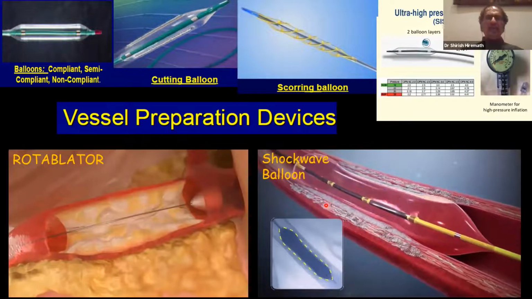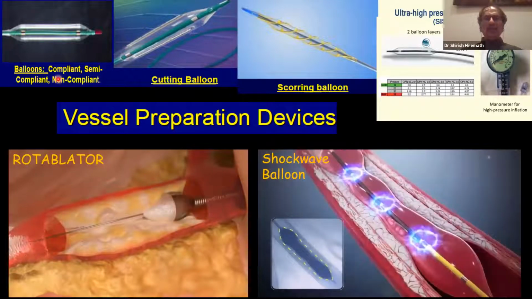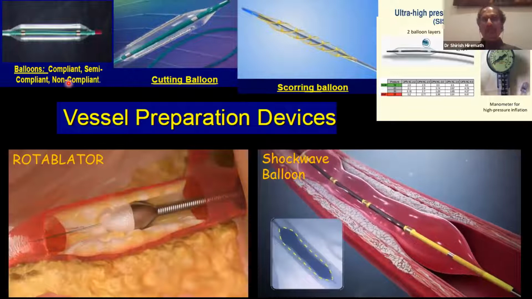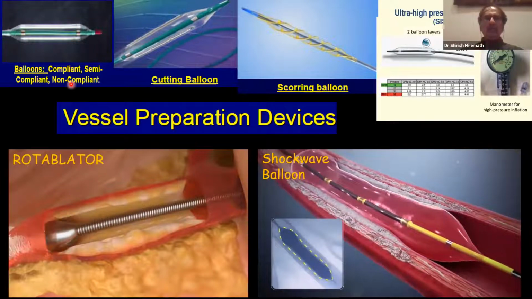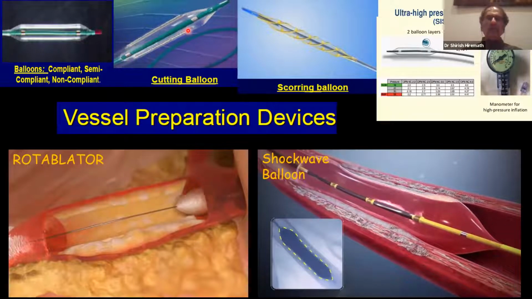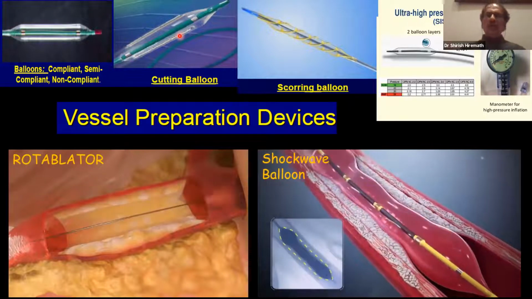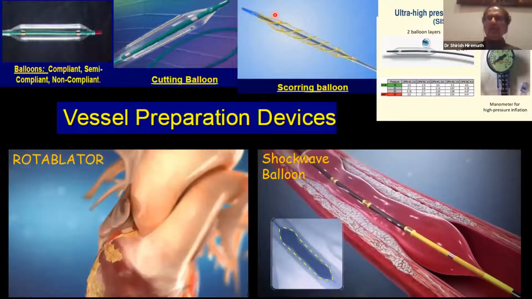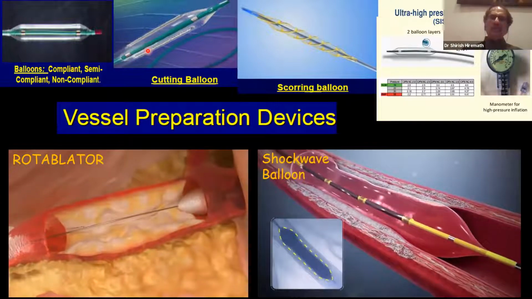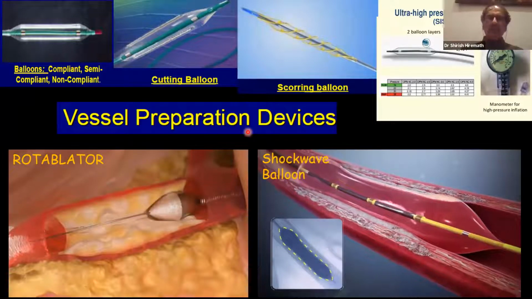And the other things which are also available is a conventional balloon, which is a compliant balloon. Then we have a non-compliant balloon, which adheres to the vessel wall or the diameter specified. You have a cutting balloon, which has got a blade on one side. So it actually cuts through the atheroma, and this also has its own role. Or you have a scoring balloon, which is like a wire going around the balloon, and this wire cuts into the atheroma.